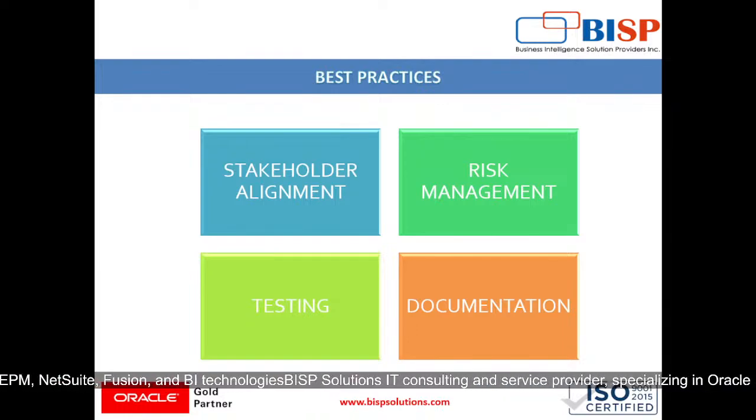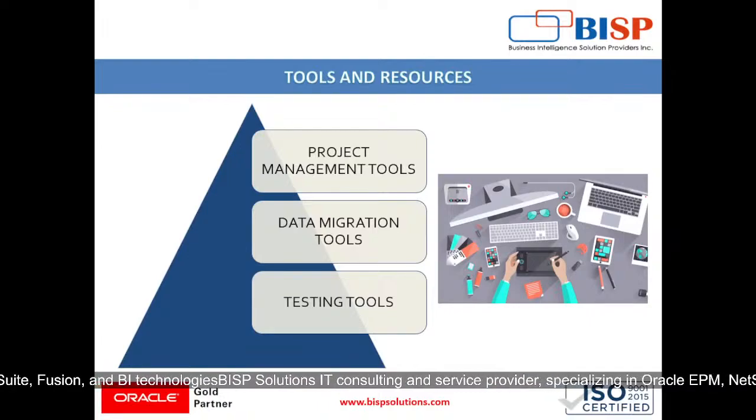Then comes our tools and resources, where the first tool is a project management tool. We will be using Jira, Asana or Microsoft Project for tracking milestones. Then the second tool is data migration tools, which means the NetSuite CSV import assistant, or we can use third-party tools like Celigo or Boomi. Then the testing tools we will be using are QA tools like Selenium or manual scripts for UAT, which is user acceptance testing.